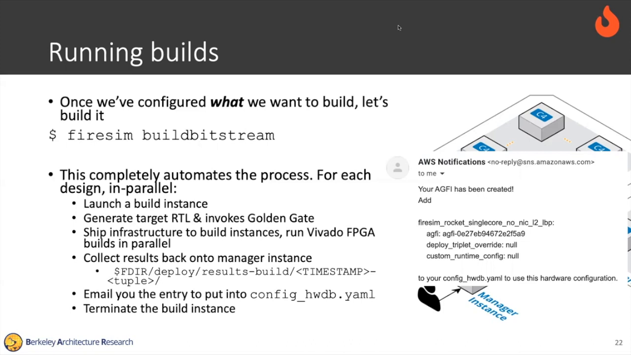So it does this in parallel for multiple different builds that you're trying to run in parallel. If you need to build one simulation that has a Rocket core, an in-order core, another with an out-of-order core, with some different tweaks, you can do those all in parallel with the cloud by scaling out.